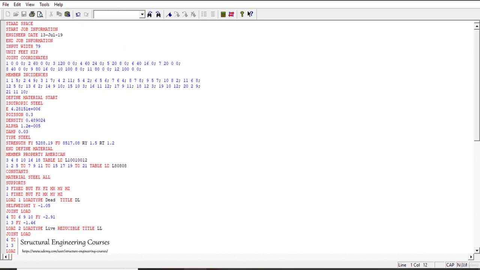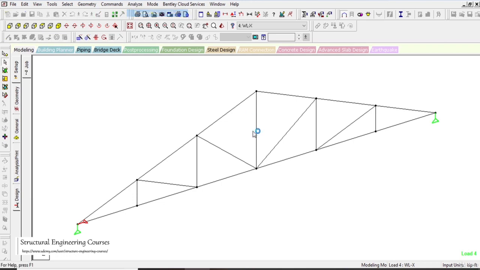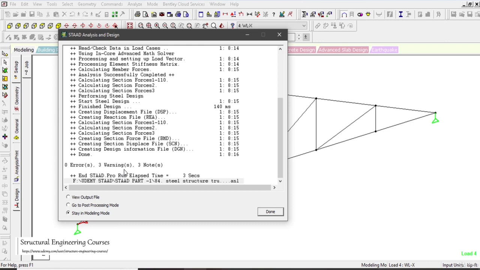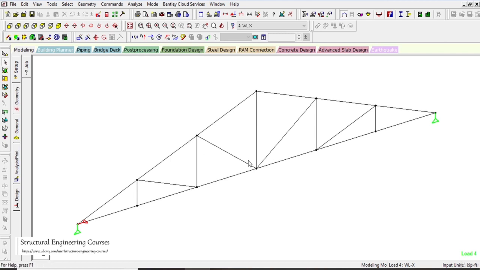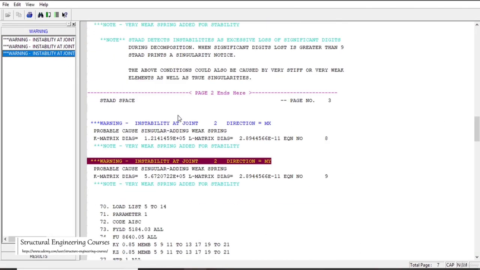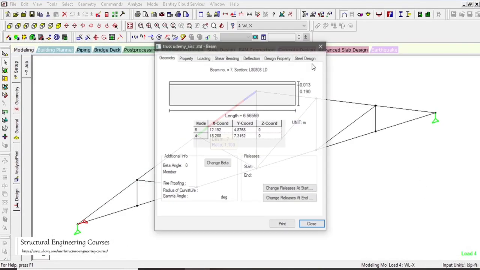Let us just run the analysis here, and after that let us check the results. Here we can see that there are 3 warnings and 3 nodes here. So that is the basic difference, that when we are doing the analysis in the STAAD space, you will get the instability errors. So when we open the file here, you will see that it is showing us the instability, because we have not provided any restraint along this direction.